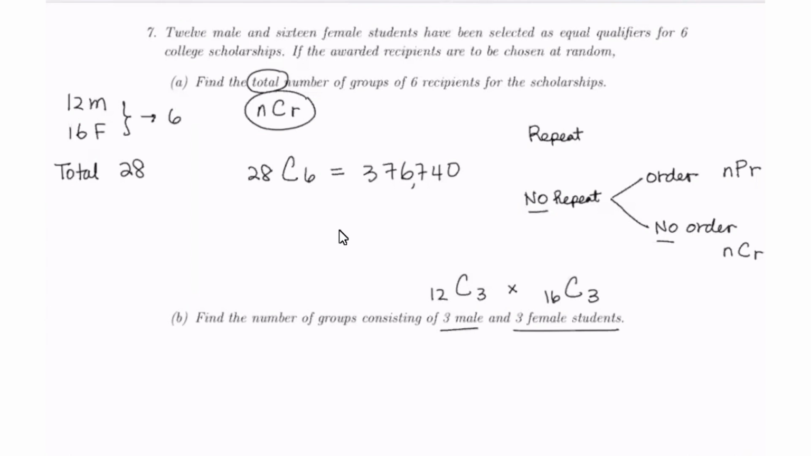We always multiply these together. So what's 12 combination 3? You have a calculator, which is 220, multiplied by 16 combination 3, which is 560. Don't forget this is multiplication. So 560 times 220, we have 123,200.